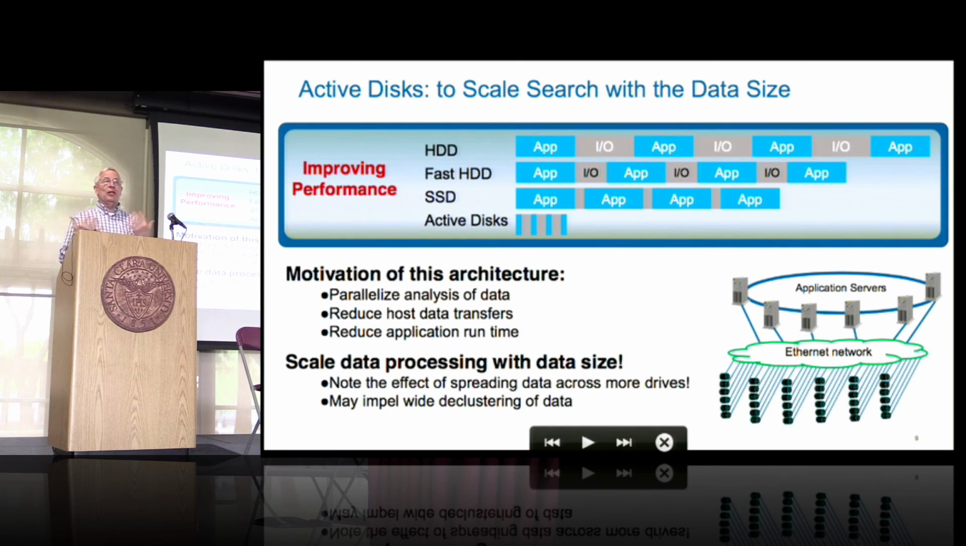It parallelizes the initial analysis of data so that all drives can do it in parallel, right? It dramatically reduces the transfer of data over the network to the host, and I think that's the primary benefit of this model: dramatically reducing the amount of data that comes into the host, and then thereby reducing the application runtime. And notice the implication of this, right? If you have some data and you want it to go faster, you just spread it across more drives. So you can actually scale the processing with the data size if you just add more drives. And I think the implication is it could impel wide declustering of data.